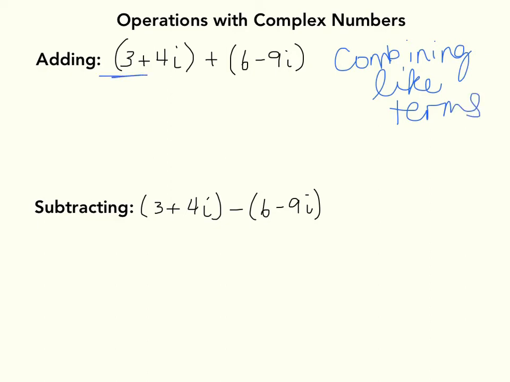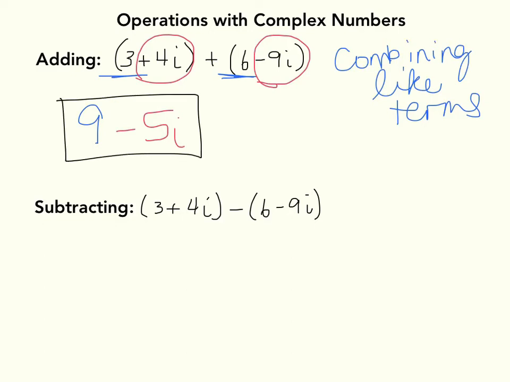So 3 plus 6 is 9, and then a positive 4i minus 9i is negative 5i. So this complex number plus this complex number is this complex number, the real and the imaginary unit.